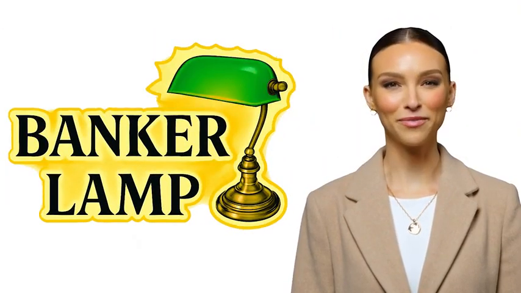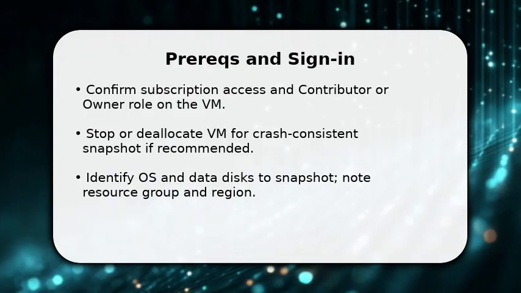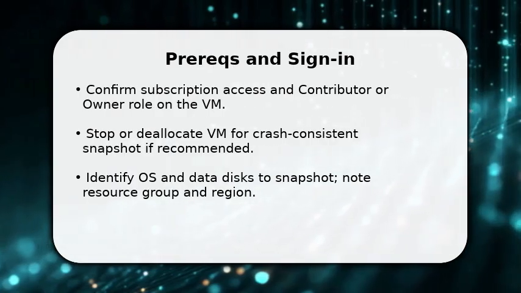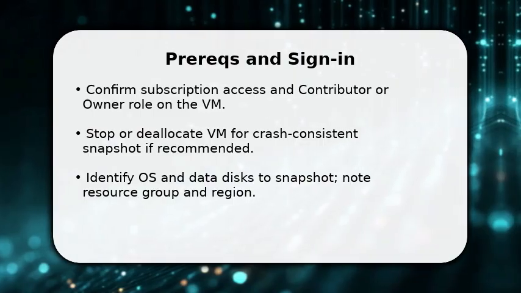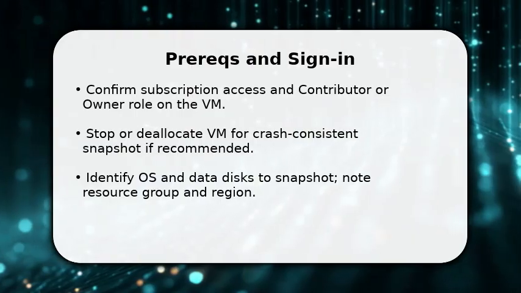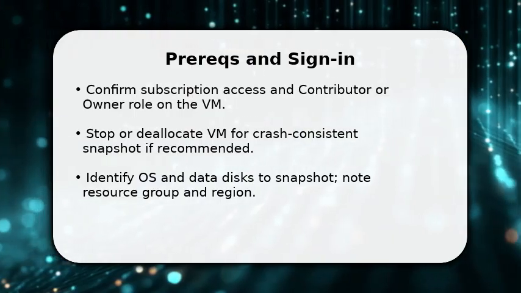Please enjoy the video. You'll start by verifying prerequisites. Make sure you have a contributor or owner role on the subscription and the target VM. Once confirmed, open the Azure portal and locate the VM. This gives you the resource group and disk names you'll need.